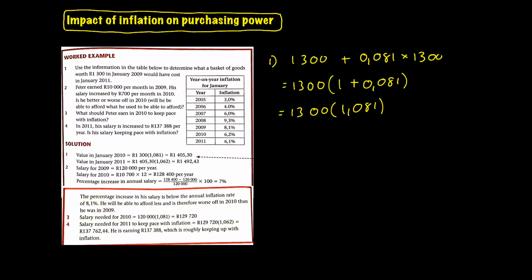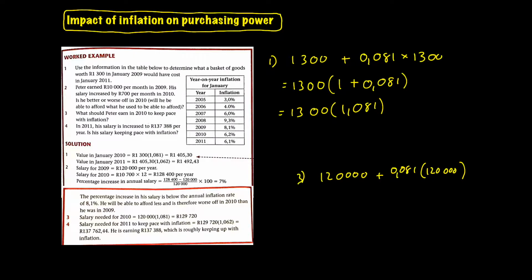Remember, that can be written like this as well: 120,000 plus 0.081 times 120,000, and that'll give you the same answer, okay, which is 129,720. So that's what he would have to earn to be able to have the same purchasing power.